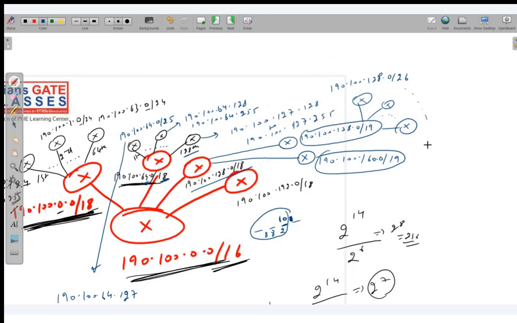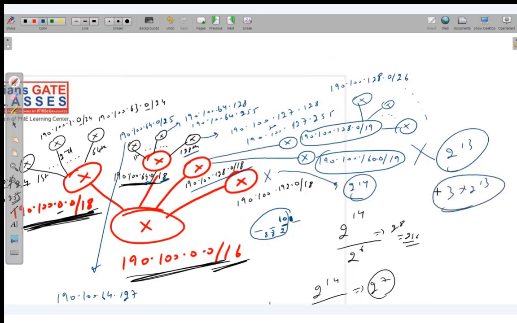So this part is completely wasted, that is 2 power 13 IP addresses, and this part is also completely wasted, that is 2 power 14 IP addresses. So 2 power 13 plus 2 power 14 is 3 into 2 power 13. This is the wastage. The last one here is also written as /18, that's why 2 power 14. Correct, sir. Exactly, 18, so that's why 2 power 14.